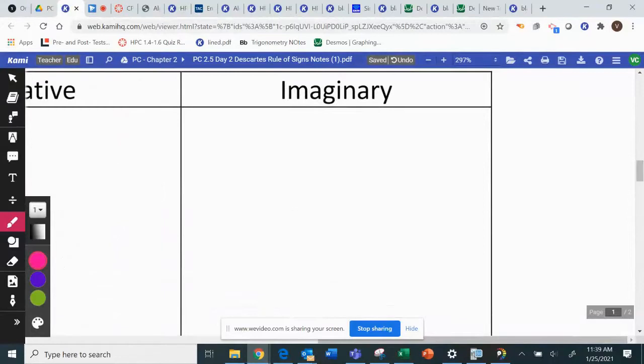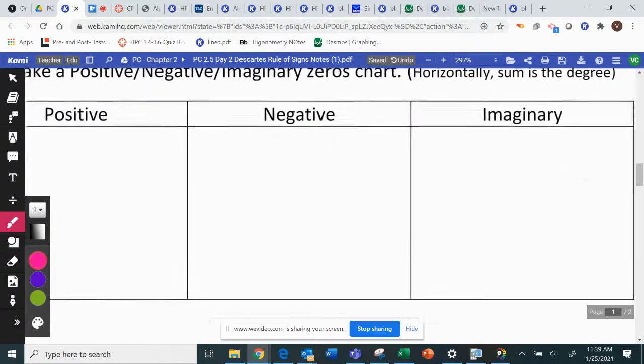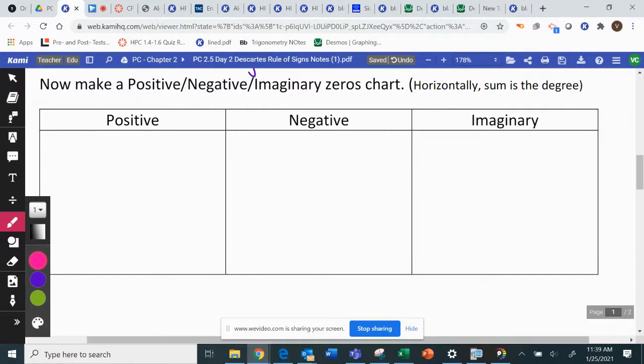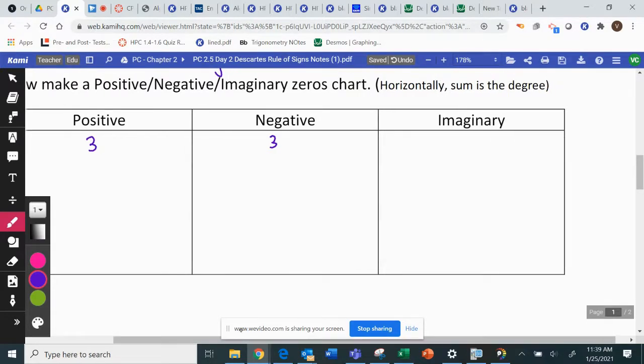So I'm going to make this table at the bottom. And this table is going to help us find every possible scenario that we could have for this question. I knew that there were 3 positive and 3 negative, and these were the maximum numbers. I also know that my final degree is 6. If I add together the 3 positive and 3 negative, that leaves me with 0 imaginary numbers to equal 6 total zeros. But that's the maximum.